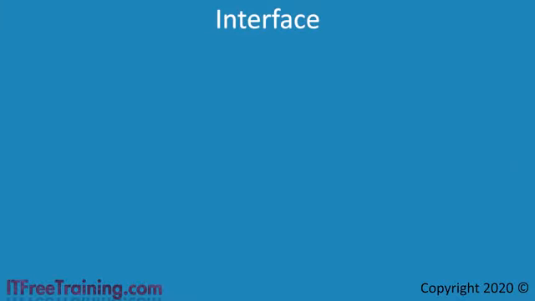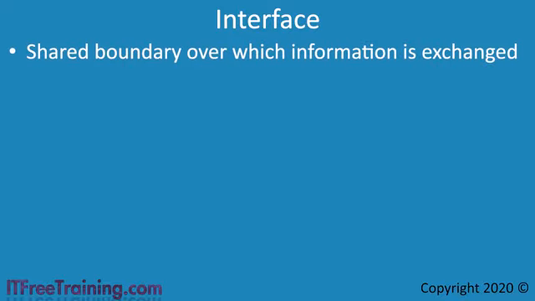The first way that I will look at how computers communicate is via an interface. An interface is a shared boundary over which information can be exchanged. For example, this can be between hardware and the user. Later in the video, I will look at how this applies to software.